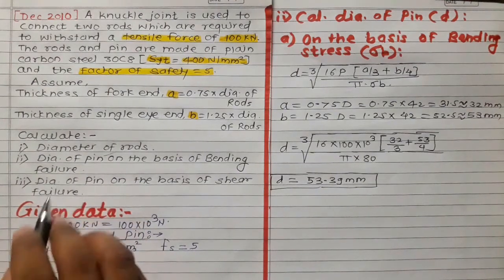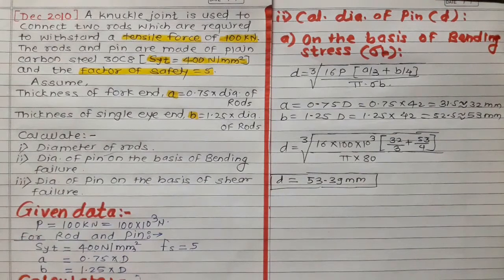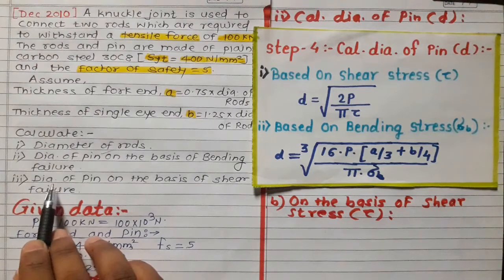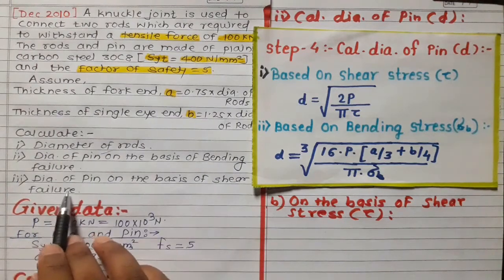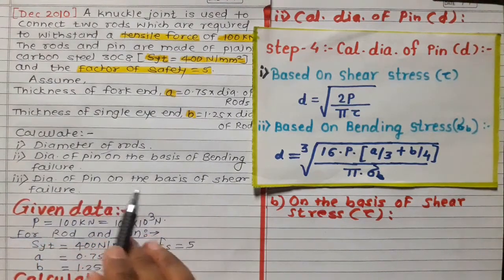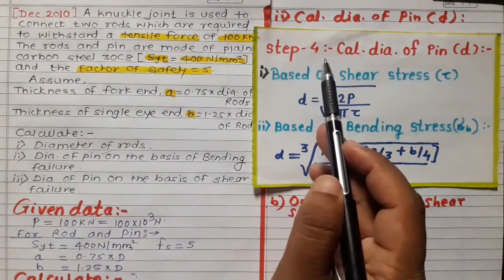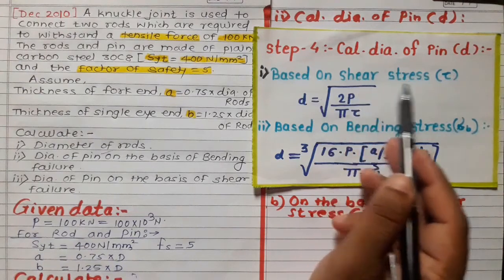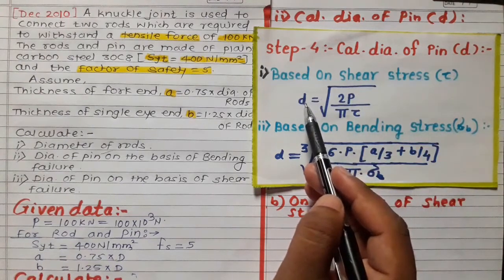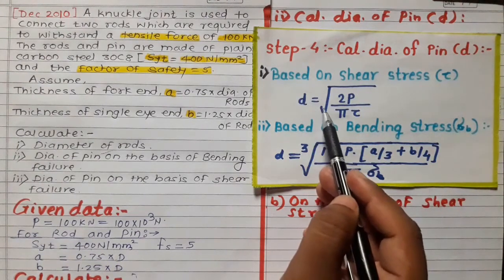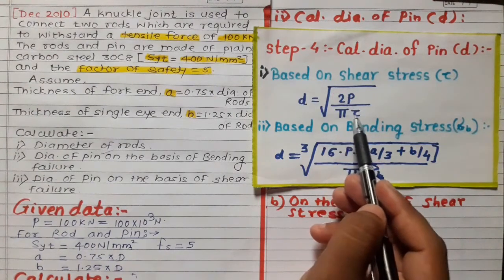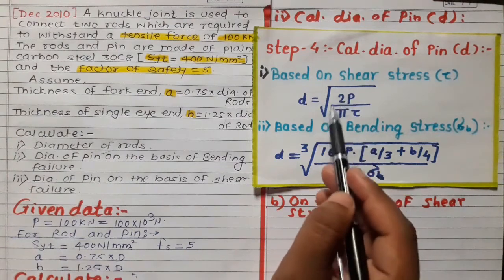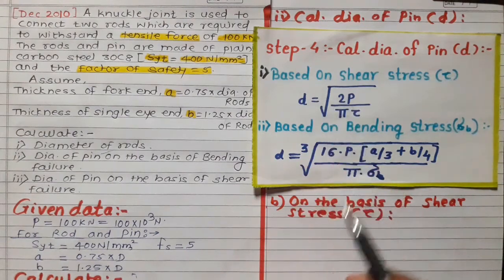Now let us solve the third point of this numerical. The third point is to calculate the diameter of pin on the basis of shear failure, that is on the basis of shear stress. From step number 4 of design of knuckle joint, we can get this equation to find out the diameter of pin on the basis of shear stress tau. This is the equation: small d is equal to under root twice p upon pi into tau, where tau is the permissible shear stress. Now let us use this equation to find out the diameter of pin based on shear stress.